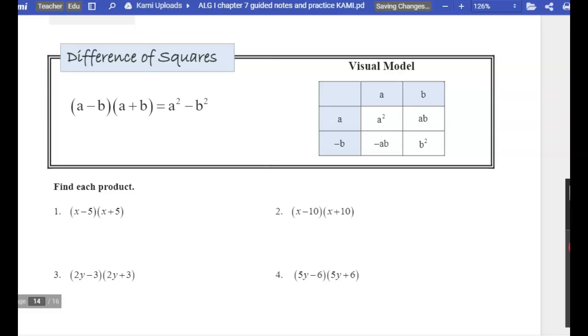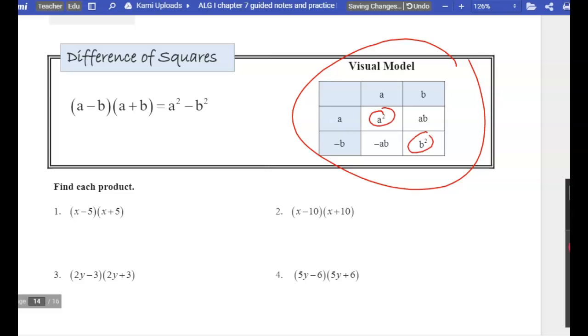So what the formula is in this case, when you have the difference of squares, so one positive, one negative, you just square the first number and subtract the square of the second number. So here's what the visual is over here, and you'll notice that the reason we just end up with a squared and b squared is because these two things are opposite. And since they're opposite, they're going to cancel.